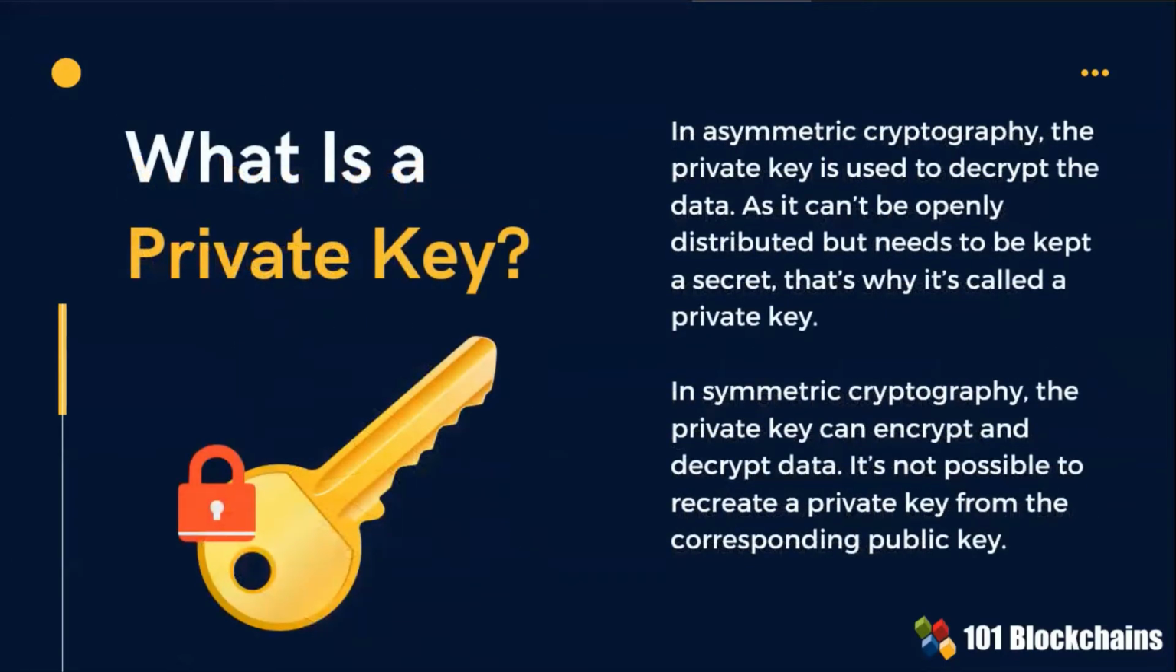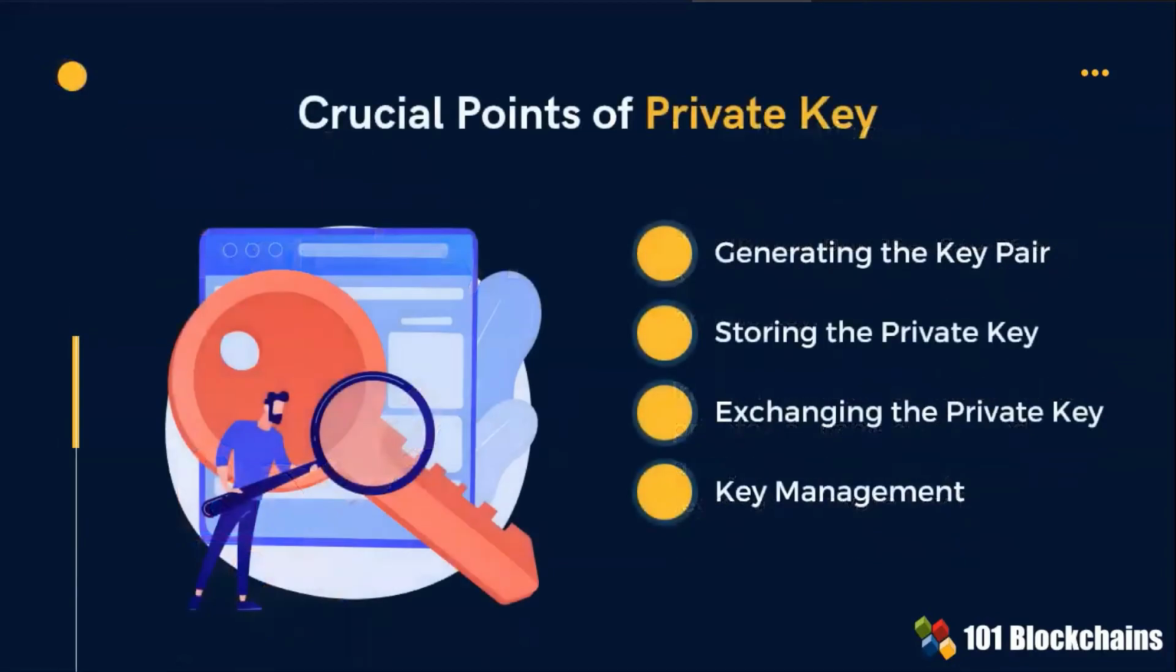Let's now see what is a private key. In asymmetric cryptography, the private key is used to decrypt the data. In symmetric cryptography, the private key can encrypt and decrypt data. There are various applications of private keys. Just to name the most important: generating the key pair, storing the private key.